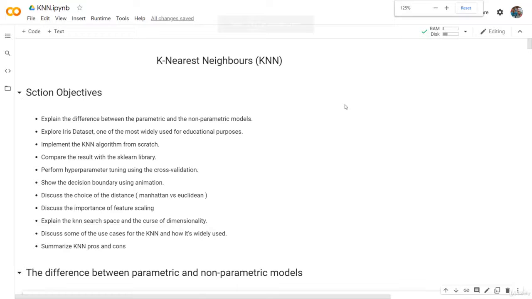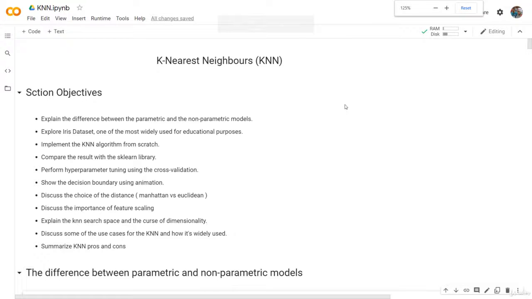And following this, we are going to explain the KNN search space and the curse of dimensionality. So these are two main problems with the KNN, so we need to understand them and we need to understand how they work. And then we are going to discuss some of the use cases of the KNN and why it's widely used and how it's widely used, because although it's very intuitive, as I said, it's actually used in many applications. And finally, before the project, we are going to summarize the pros and cons.